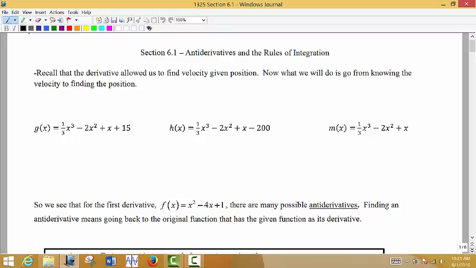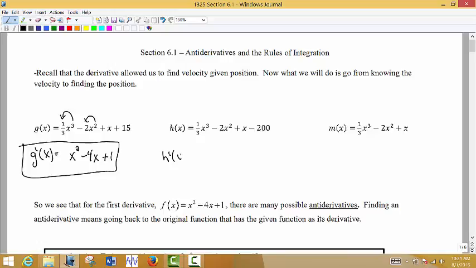So before we get started, I want to look at these three functions. We have g of x, h of x, and m of x. What I would like to do is go through and take the derivative of each one. And each one is just using the power rule. So we have 3 times 1/3, and that gives us 1. Reduce the power by 1. Here we get negative 4x. Here we just get 1. And the derivative of any constant, of course, is just 0. So we end up with x squared minus 4x plus 1.